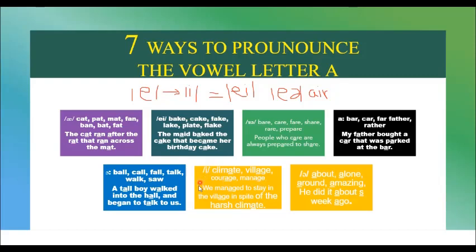Okay? Now repeat this sentence after me. We managed to stay in the village in spite of the harsh climate. Now take note of the words managed, village, and climate. Let's take it one more time. We managed to stay in the village in spite of the harsh climate. One more time. We managed to stay in the village in spite of the harsh climate.